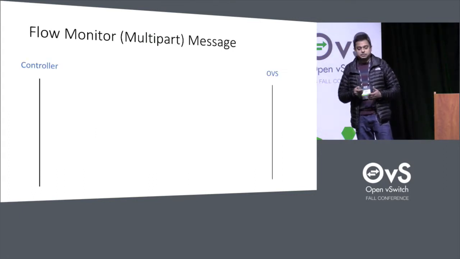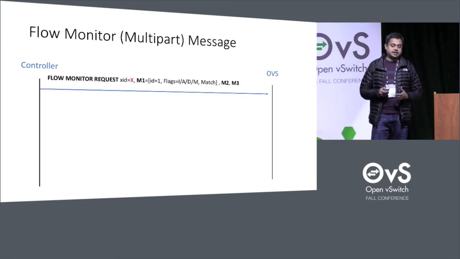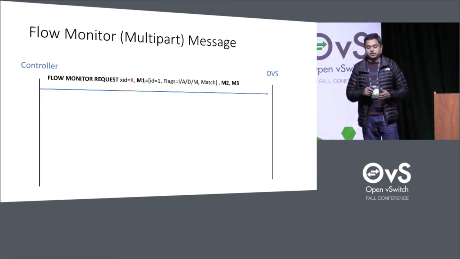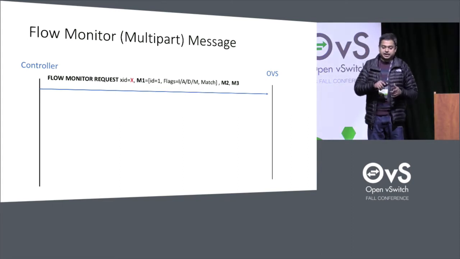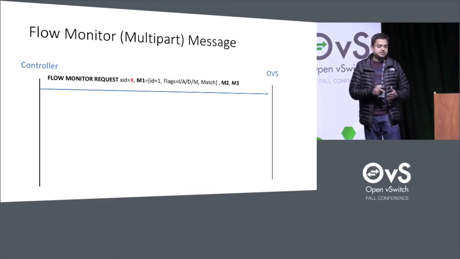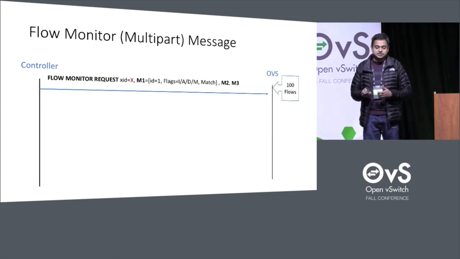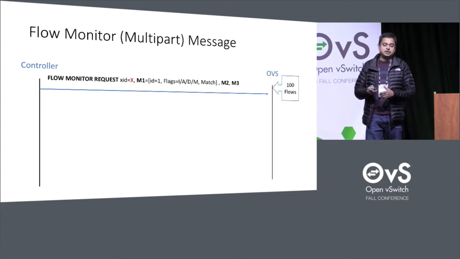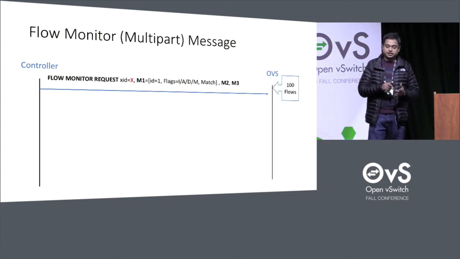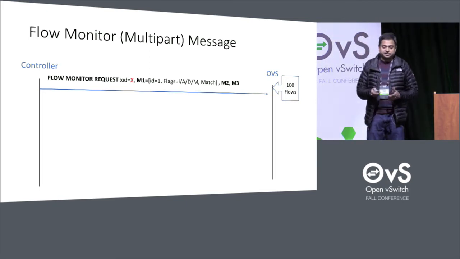Now, how are these monitors programmed in an OVS? So let's say in this case, the controller sends a flow monitor request, and here we see that it's trying to program 3 monitors, M1, M2, and M3 in OVS. Each of these monitors can be programmed to monitor a subset of flow entries in OVS. Now let's say at this point there are 100 flows in OVS, and each of these 100 flows matches one of the match criteria in the flow monitors. And also the monitors have their initial flag set.